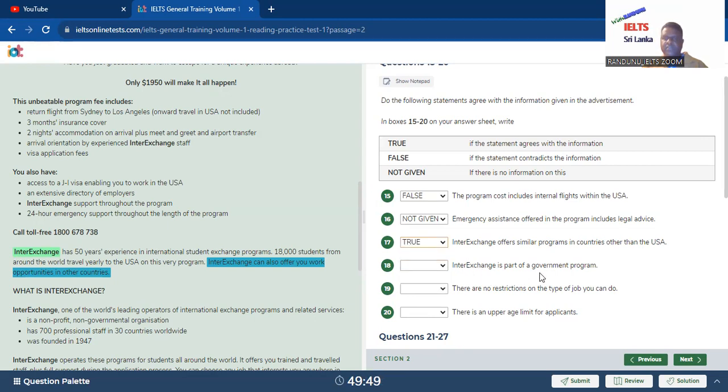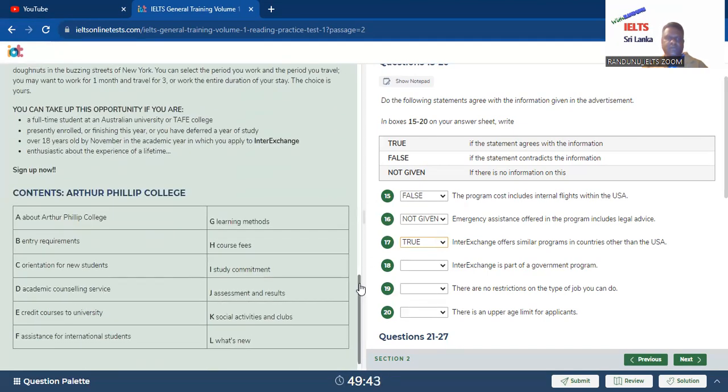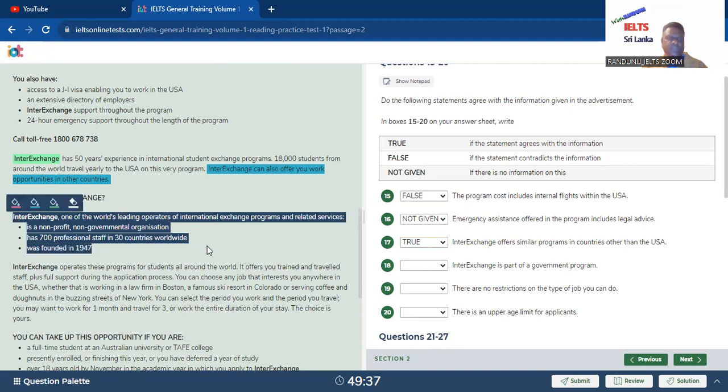Next one, interchange is a part of a government program. So is it a government organization? Just see here. The question says it's a government organization. The passage says same or different, or it doesn't talk about that.